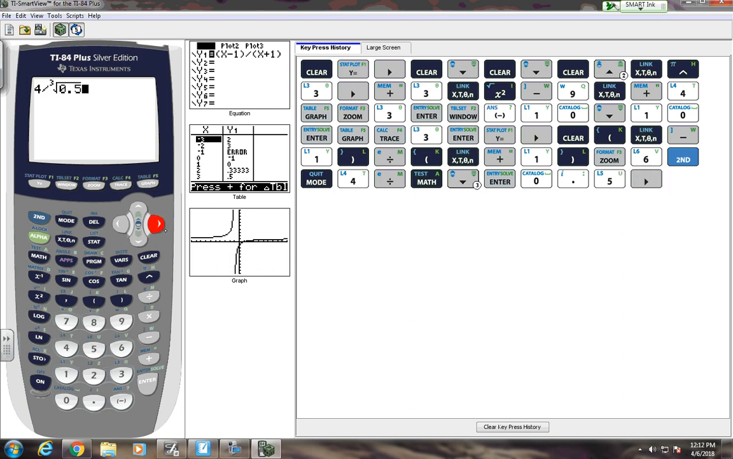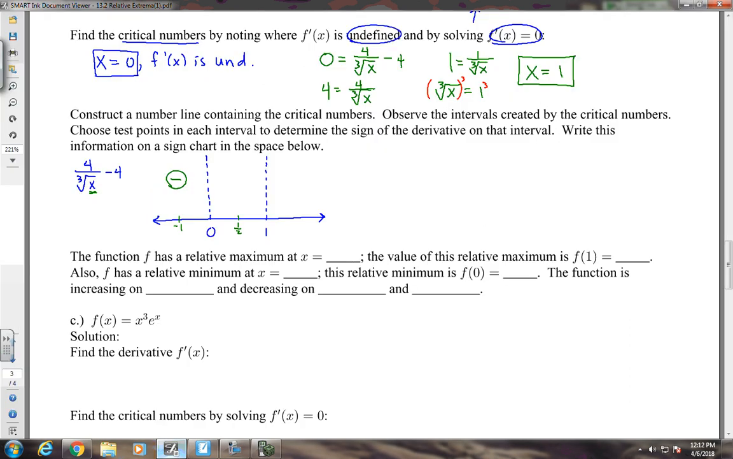I'm going to arrow to the right to get out of that radical and subtract 4. And remember, we don't care about the value. We're observing that's a positive number. So back to our sign graph, we can say the derivative is positive on that interval. We've got one more interval to test.